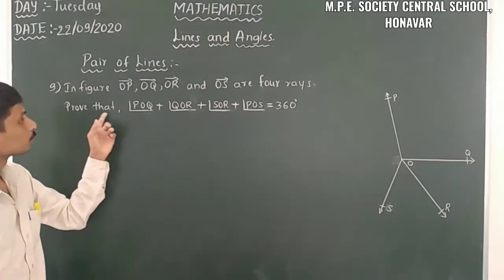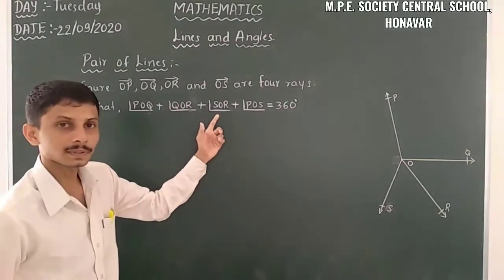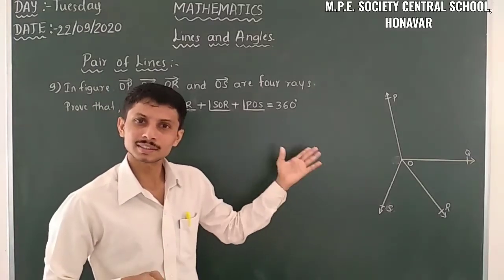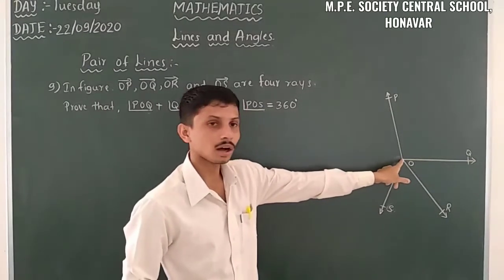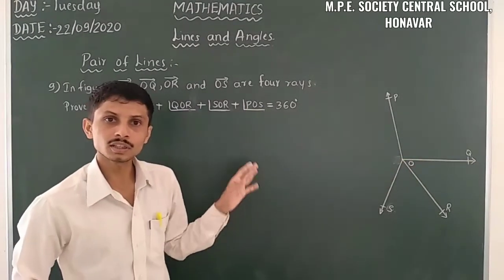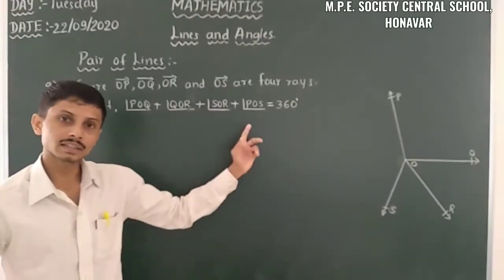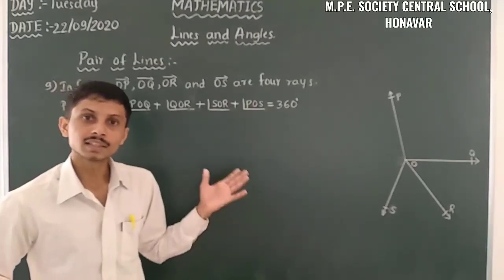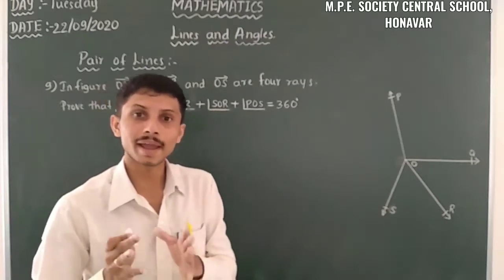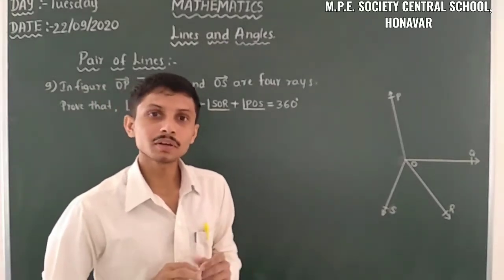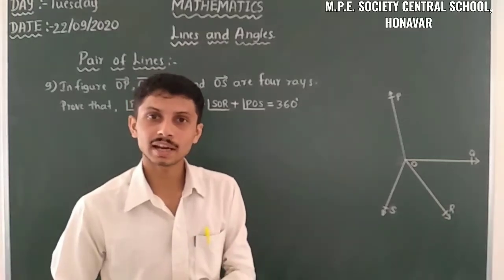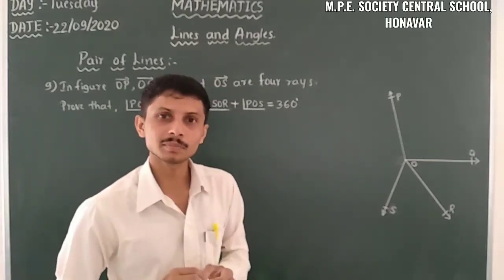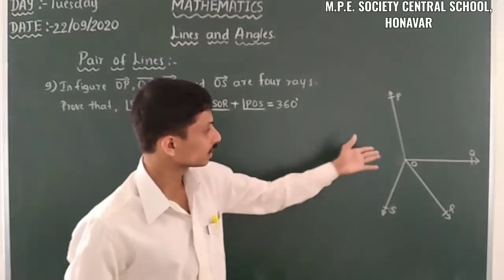Then prove that angle POQ plus angle QOR plus angle SOR plus angle POS is equal to 360 degrees. It looks correct because the angle around a point is 360 degrees. When we take the sum of all the angles here, we get 360 degrees. But in this topic we have to prove it from the axioms and theorems. So that's why we have to take an axiom and theorem. Just observe here, is it possible to take any axiom or theorem? No, because there is no line here.